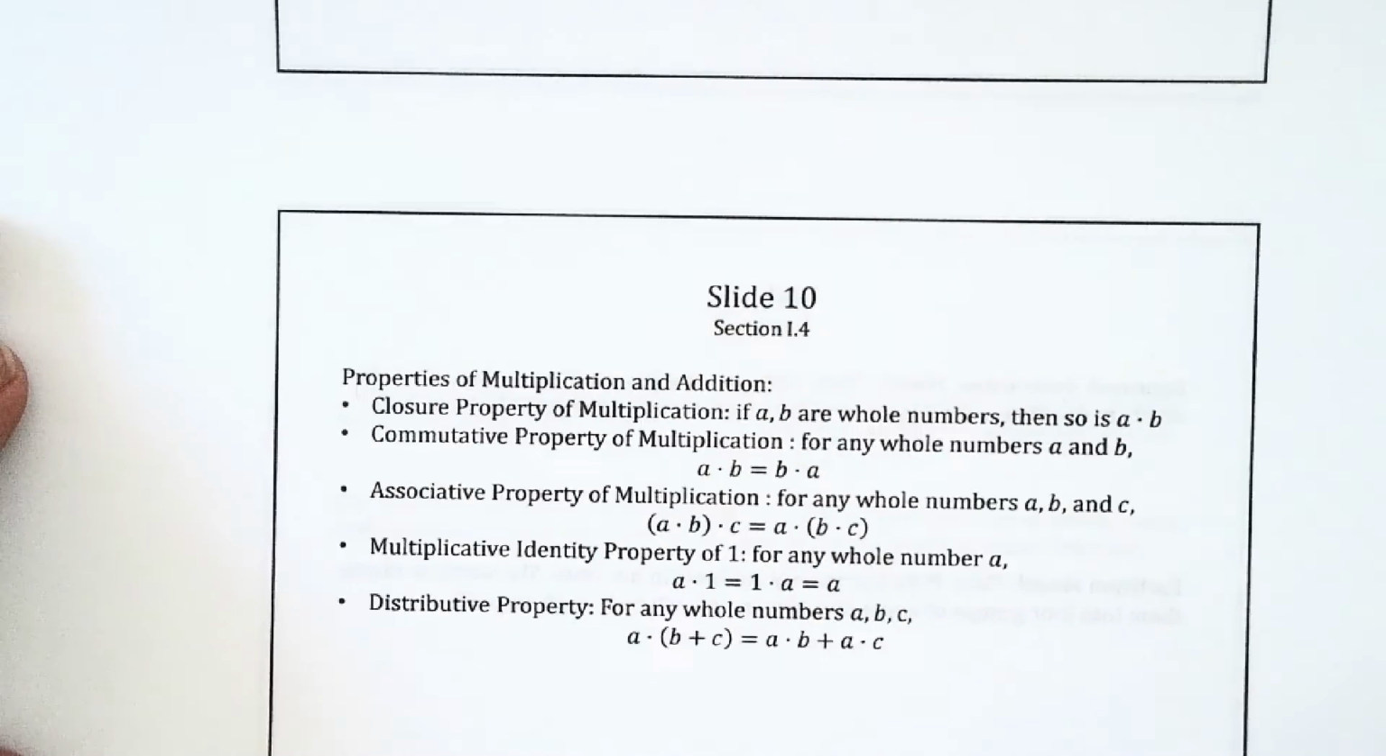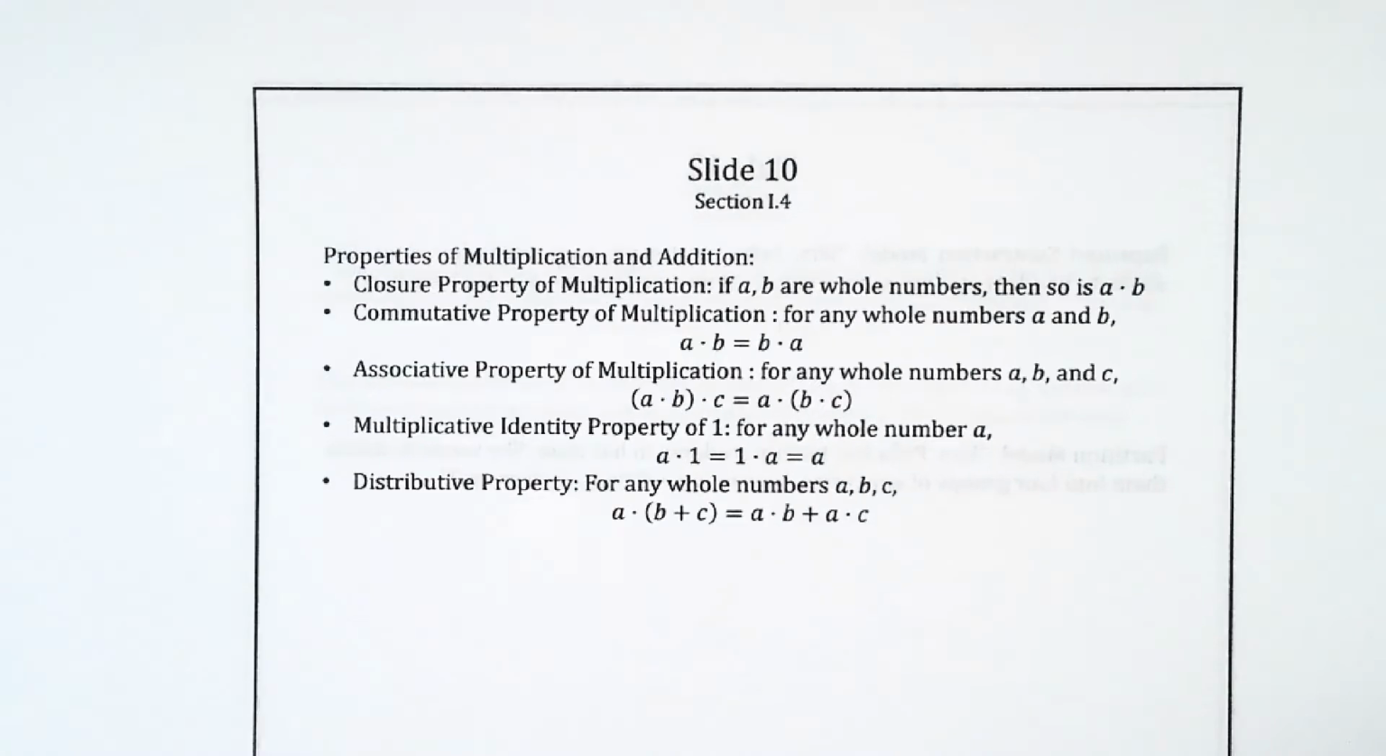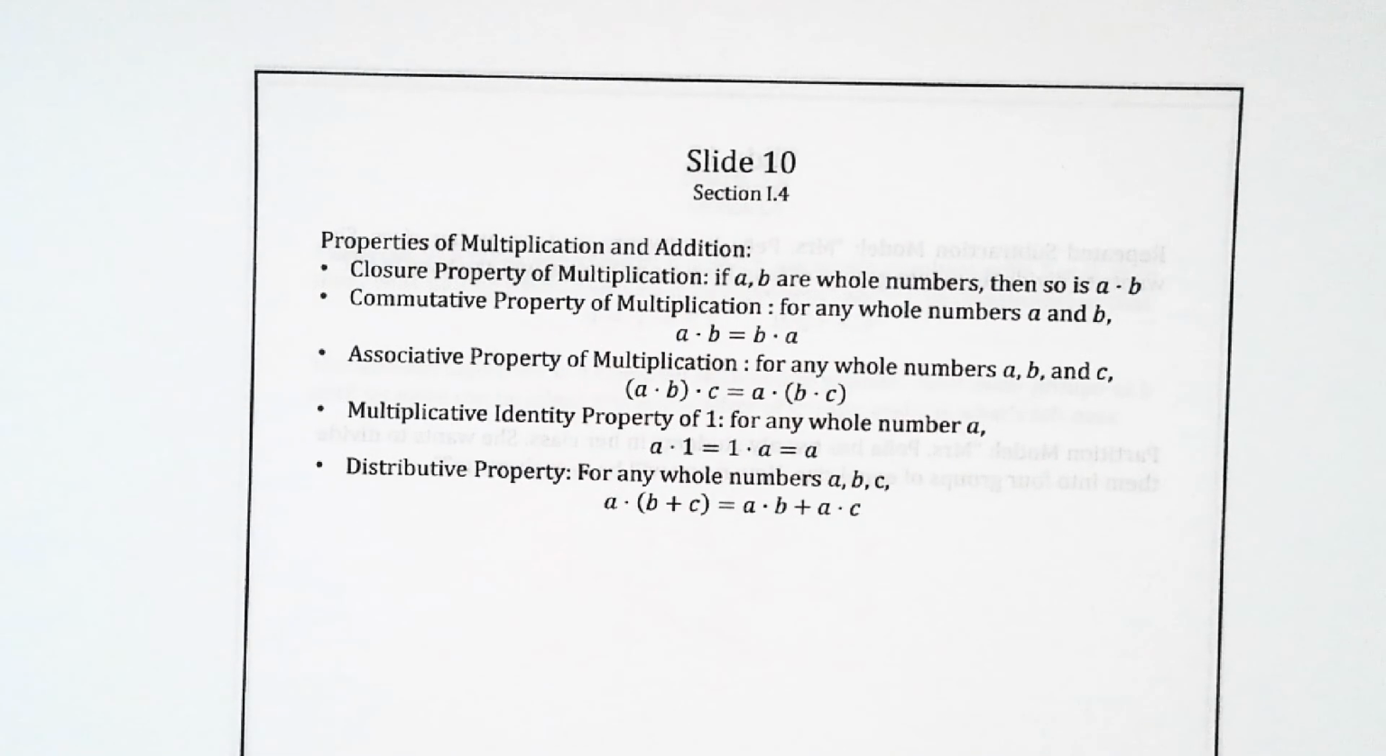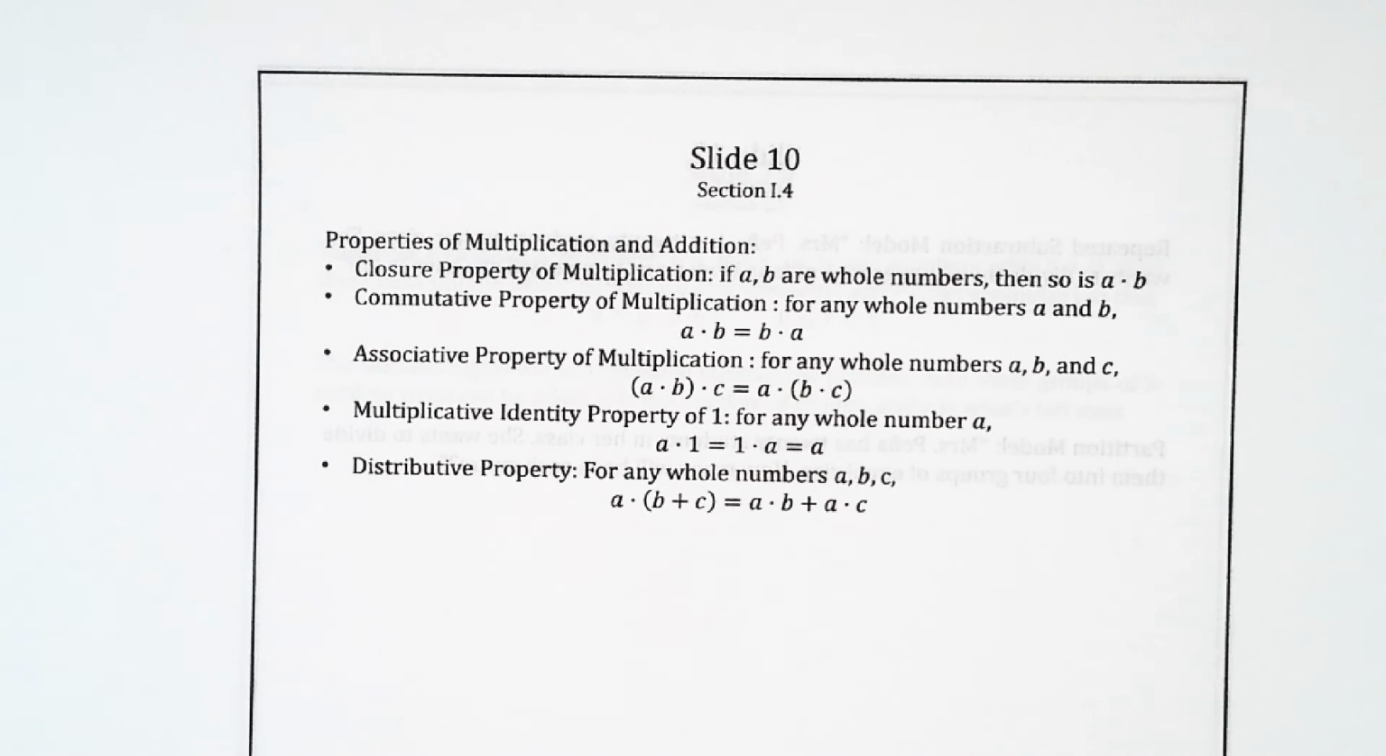Okay, then here are all the properties of multiplication. We have the closure property, the commutative property, associative property, the identity property of 1, and the distributive property.